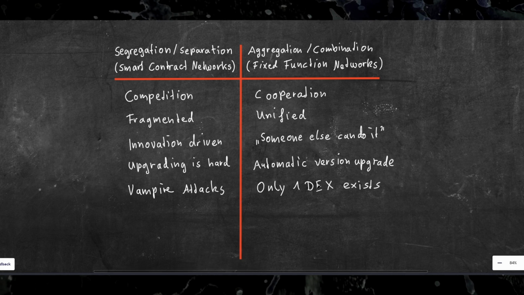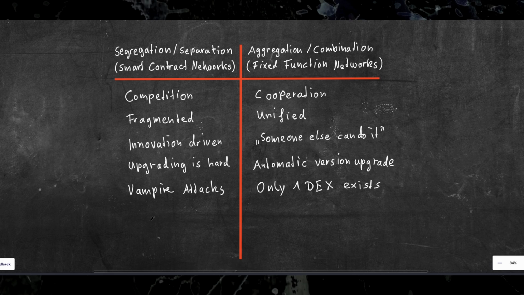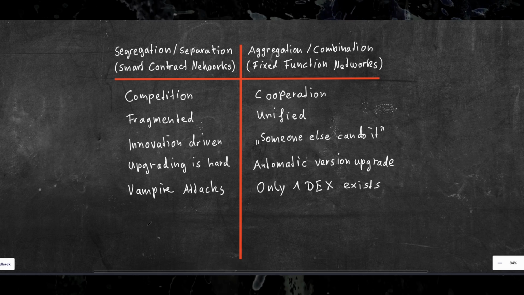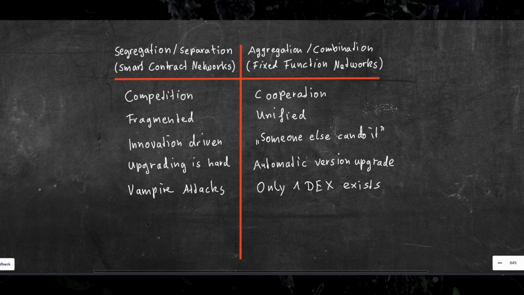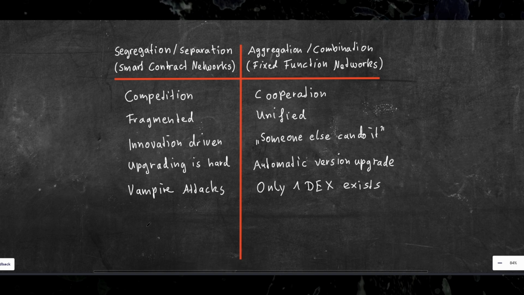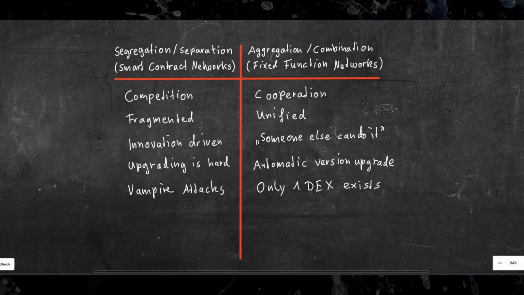A fixed function network doesn't have this problem within its core because as long as there's only ever one DEX, no user can ever be lured away from one DEX to another within the XRPL.